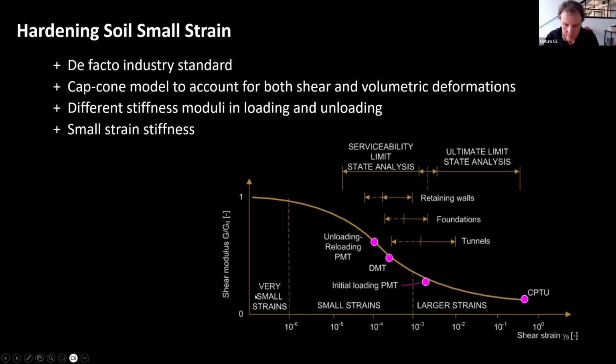So this shows the shear modulus versus the shear strain for a triaxial type test, which decreases like that. So a very large stiffness at very small strains, and then it gradually decreases to basically zero, of course, at the ultimate limit state. So that's included in this model as well.